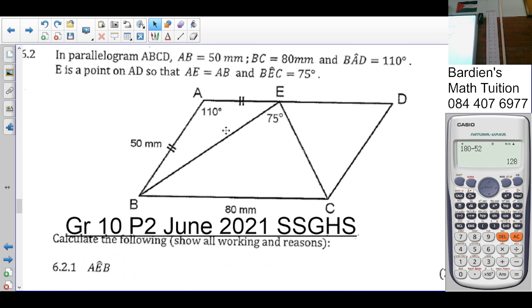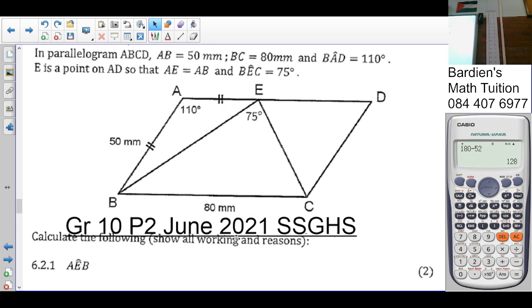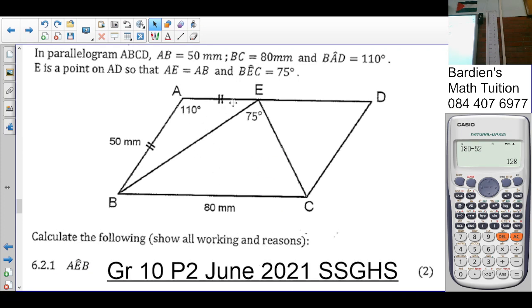6.2 in parallelogram. So now this is a parallelogram. Now we know that all the parallelogram properties are evident here. AB is 50, which makes DC also 50. BC is equal to 80, which makes AD also 80. BAD, that angle A is 110 degrees. E is a point on AD such that AE is equal to AB, which makes these angles again equal.